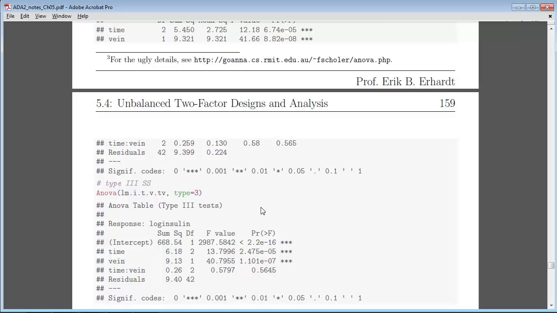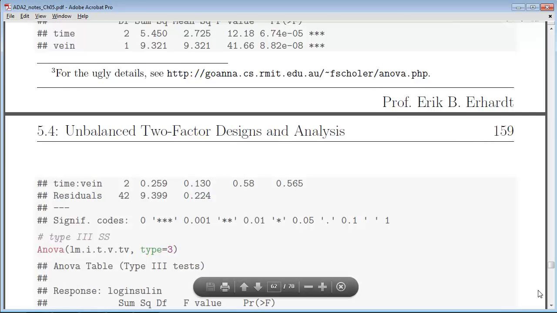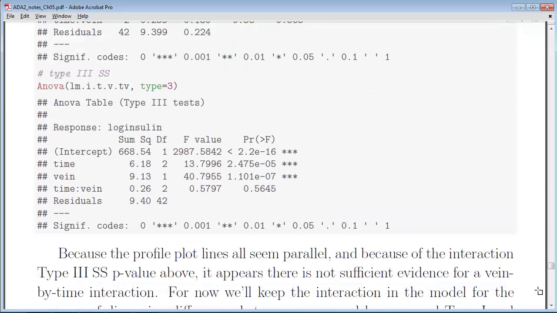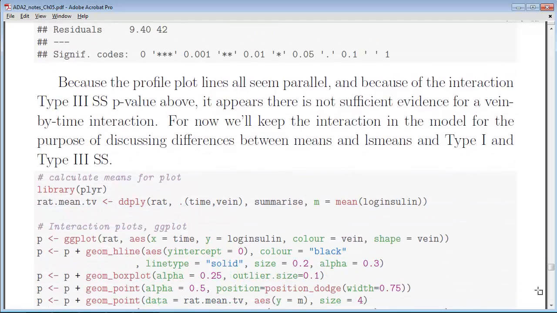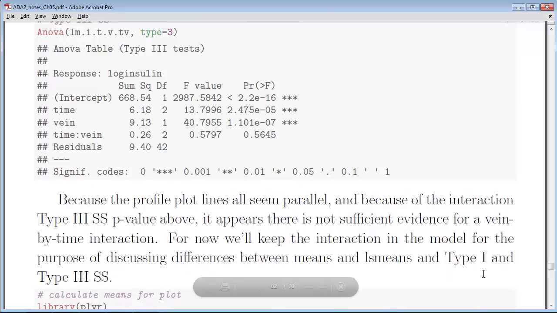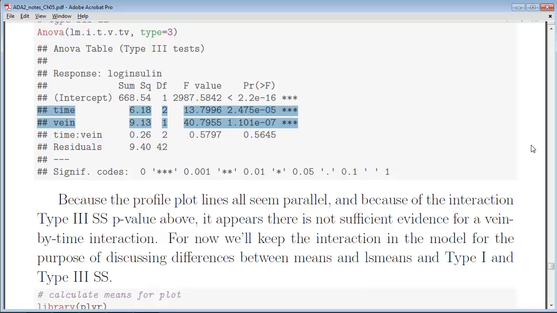So just some minor differences in terms of numbers in this example, but major differences in terms of how you interpret it, of course. All right, so let's take a look. Oh, I guess we can interpret some of this stuff. Time by vein interaction, not significant. So it looks like we can probably drop that interaction, and we have the two main effects left over.